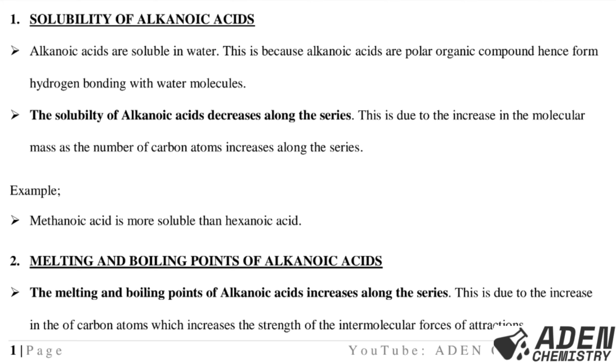The reason is that alkanoic acids are polar organic compounds, hence they form hydrogen bonds with water molecules. Next, we are saying the solubility of alkanoic acids decreases along the series, or down the series, and this is due to the increase in the molecular mass as the number of carbon atoms increases along the series. For example, methanoic acid is more soluble than hexanoic acid, and the reason is that methanoic acid has a smaller number of carbon atoms compared to hexanoic acid.